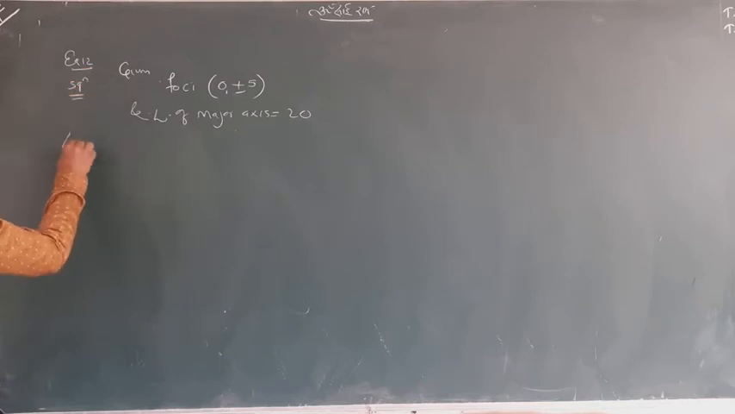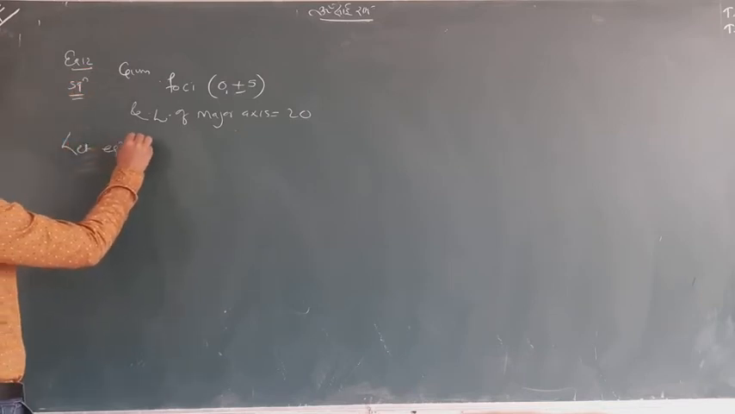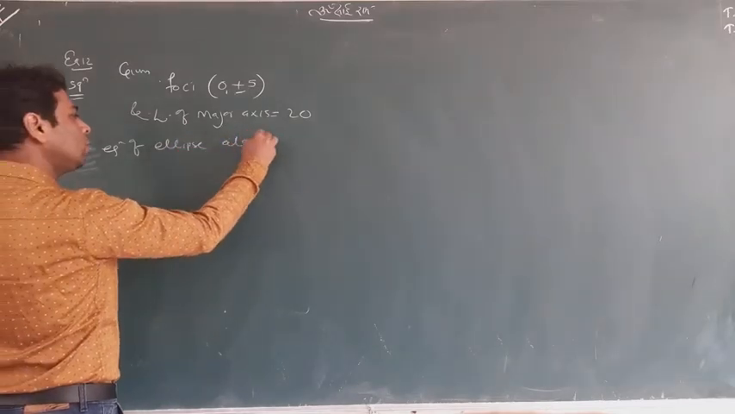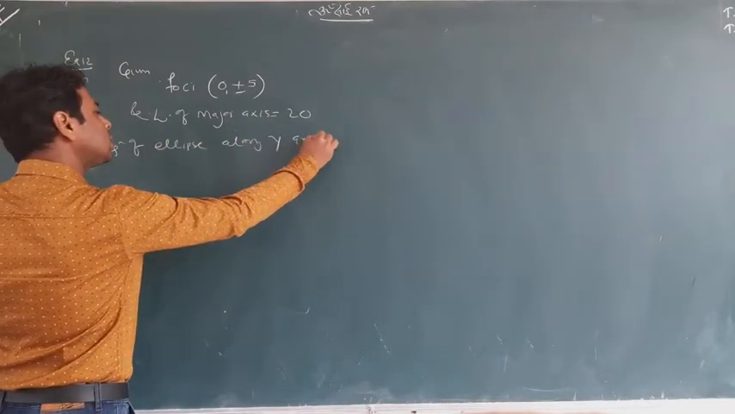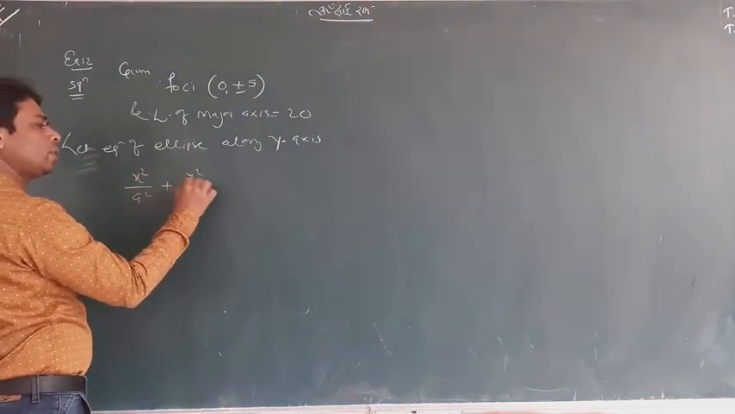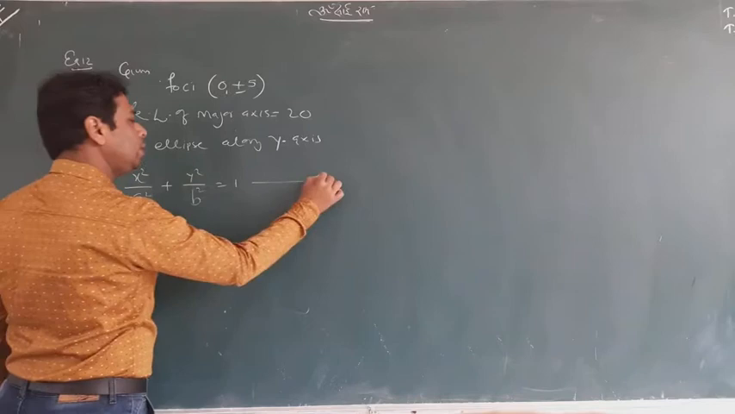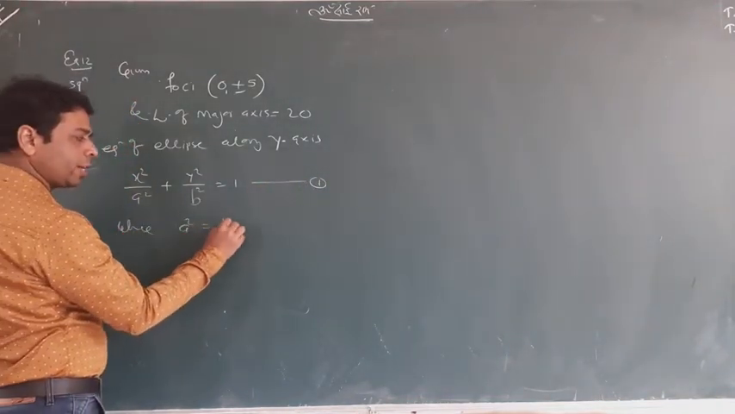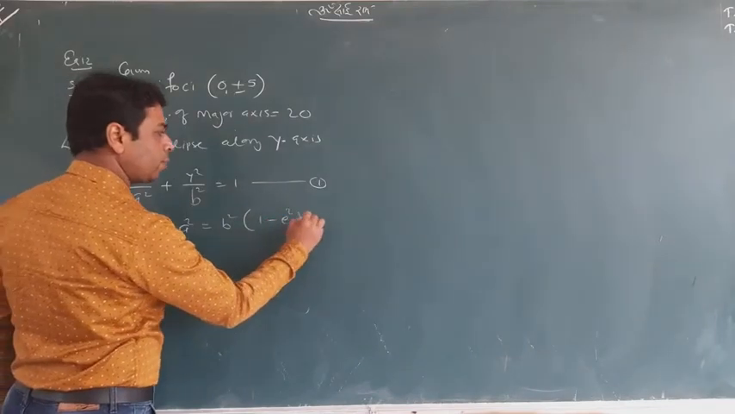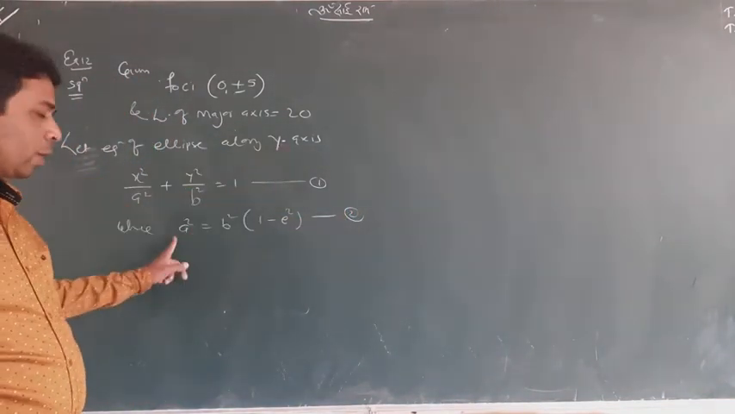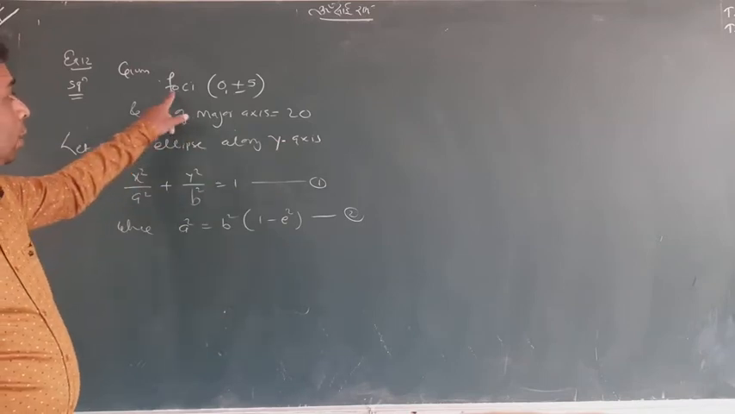Given, let the equation of ellipse along the y-axis be x squared upon a square plus y square upon b square equal to 1, where, and that's a very important word, a square is defined as b square into 1 minus e square. That is a very important thing. You know, along the y-axis, a square is defined this way.